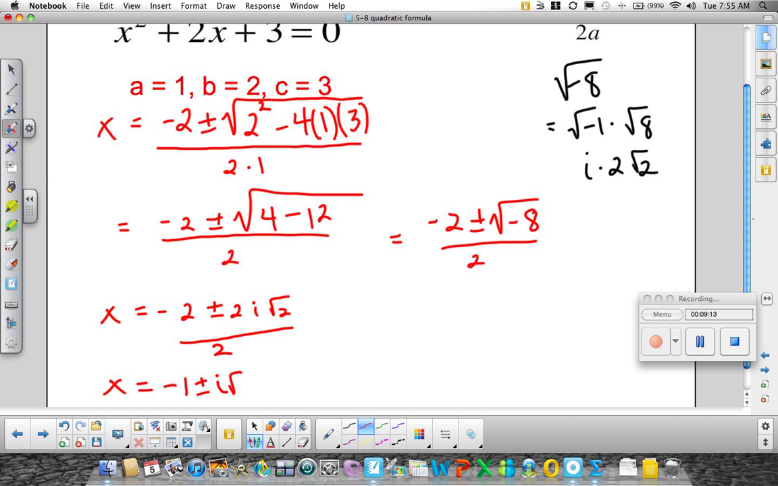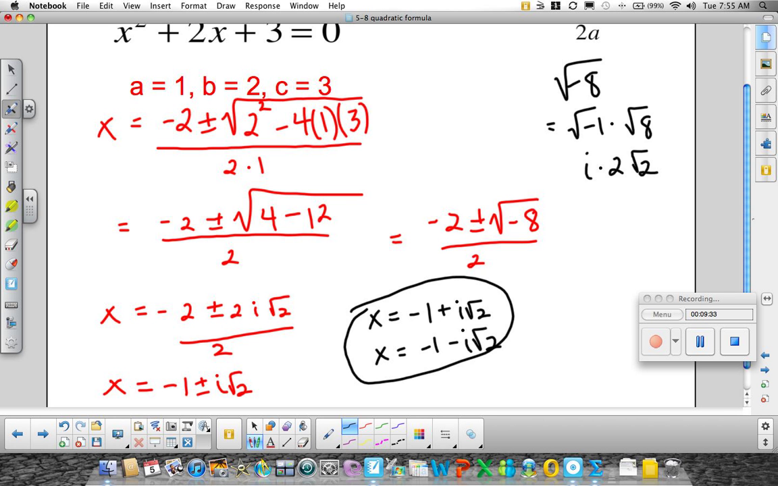If we wanted to consider both solutions, we would say x is equal to -1 plus i root 2, and x is equal to -1 minus i root 2. I know the numbers are weird, but if I plug them back in for x into the original quadratic, it would make the equation 0.